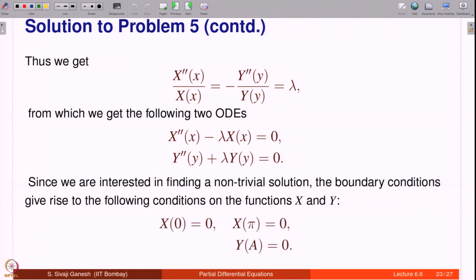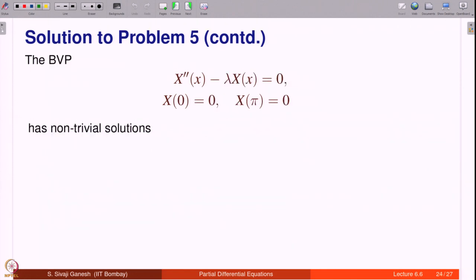We have to get the boundary conditions for these ODEs. Using the given boundary conditions we get this, because we are not interested in finding solutions where either X is identically equal to 0 or Y is identically equal to 0, because it is of no help in trying to obtain solution to the given boundary value problem. So, because of that we end up with these conditions for X and Y. Now, we see that for X we have two boundary conditions, second order equation. So, we will start solving for X and find out those lambdas which admit non-trivial solutions. And for those lambdas we solve for Y, use this initial condition and then multiply them and propose a superposition as a formal series solution.